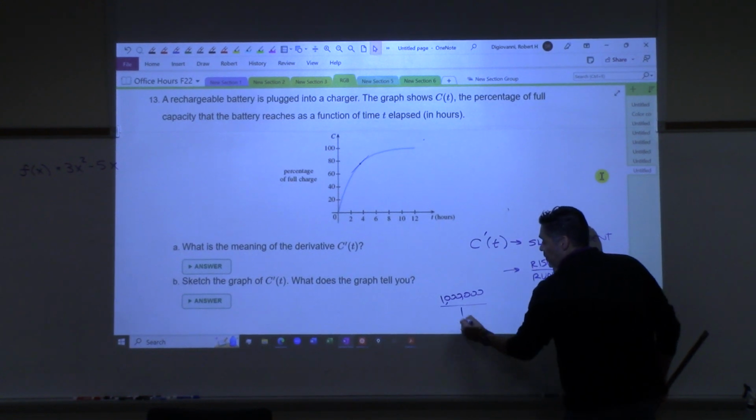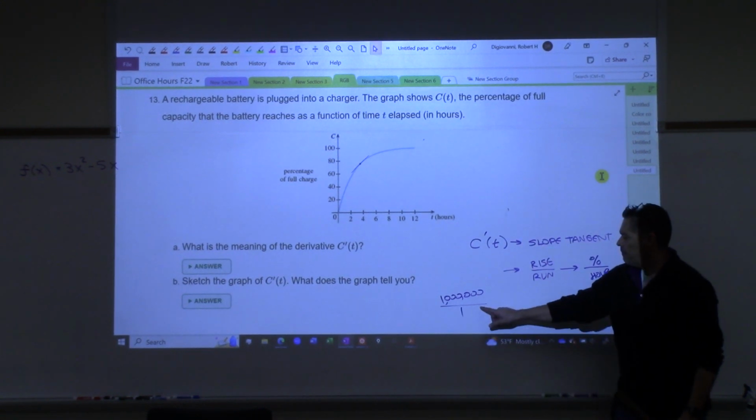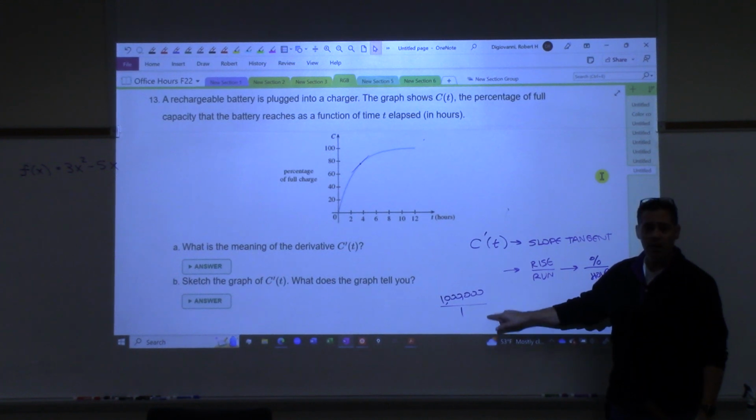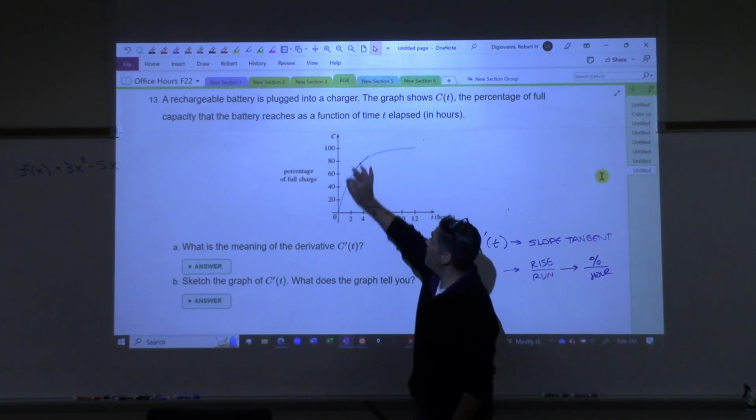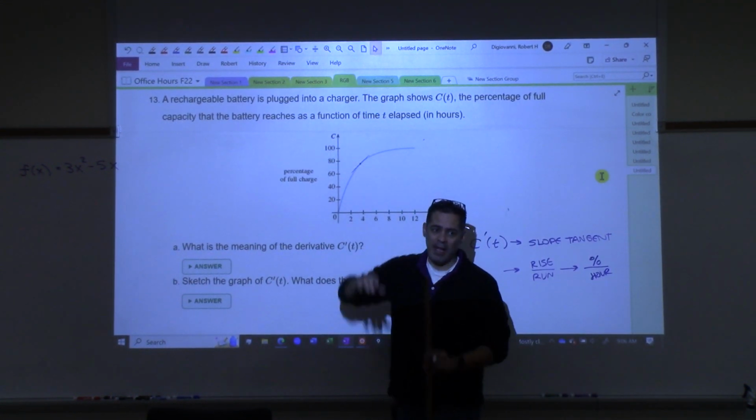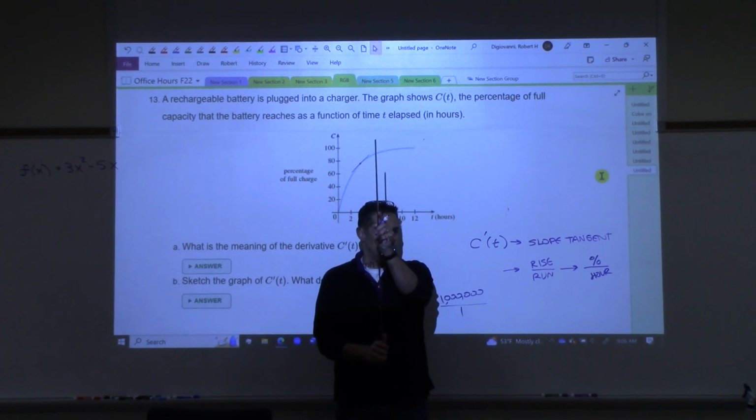1,000,000 is the same as 1,000,000 over 1, right? So that means the slope is rise is 1,000,000, run is 1. So you go up 1,000,000 and move over 1. That's pretty steep, isn't it? See what I'm saying?